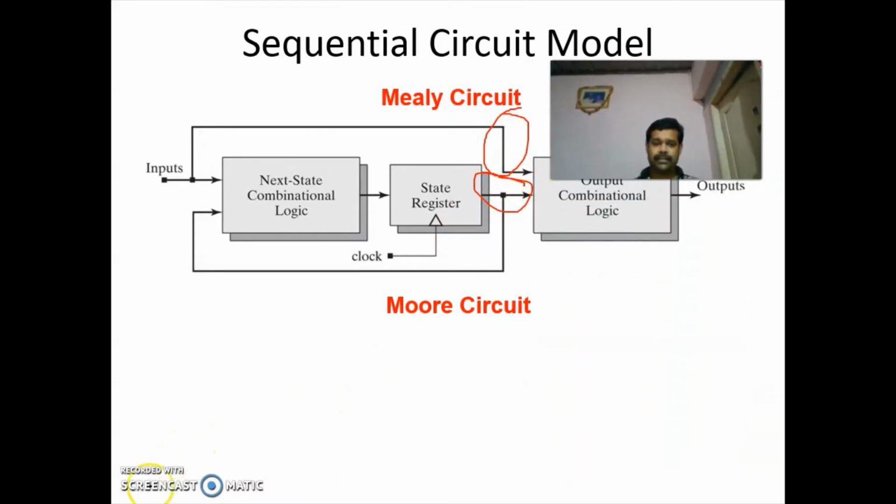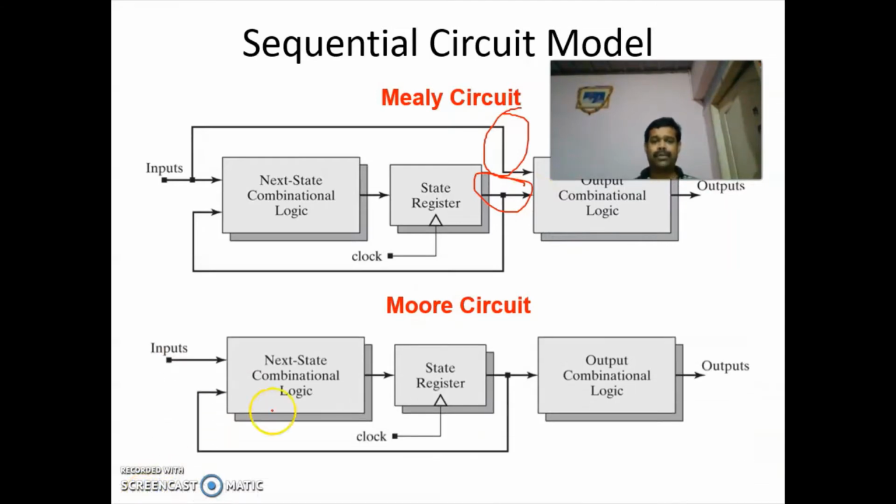Now, next is the Moore circuit. In the Moore circuit, output depends only on the present state, and it is independent of the external input.